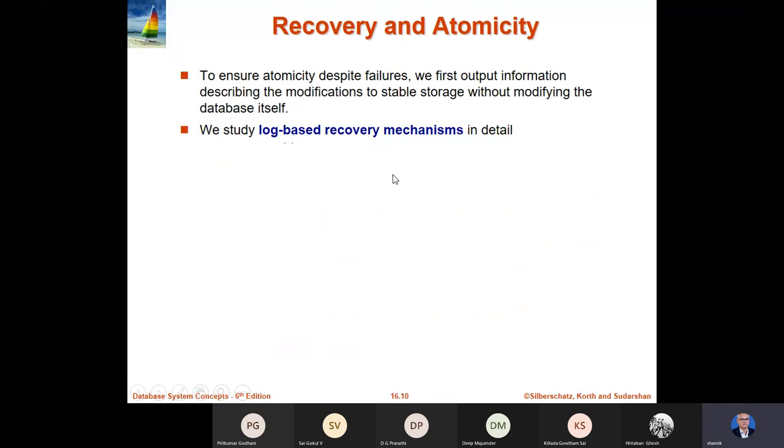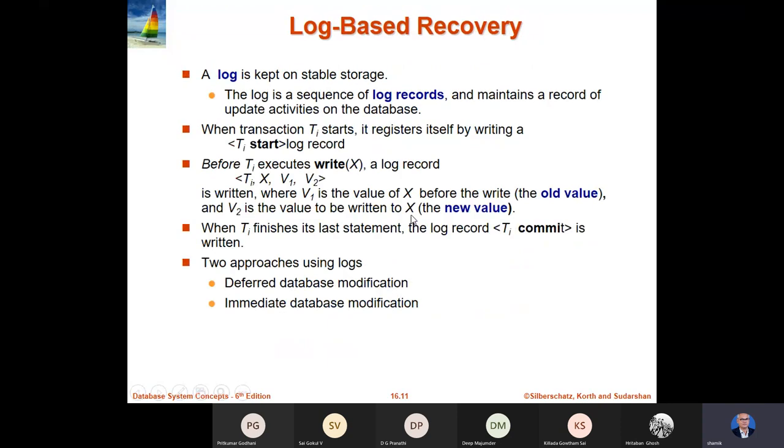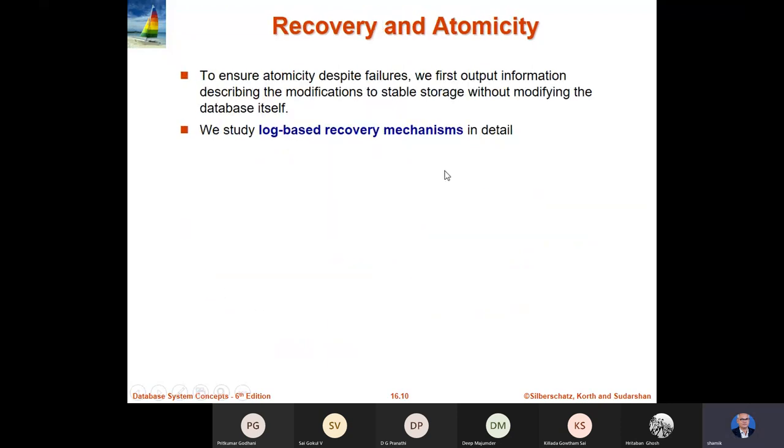To ensure atomicity despite failures, we first output information describing the modifications to stable storage, without modifying the database itself. That is the point: despite failures, atomicity is to be guaranteed. After that, we'll make the modification, and for that we study what is called the log-based recovery mechanism in detail. So this is the introduction to recovery, and we'll study this recovery mechanism that makes use of a log.